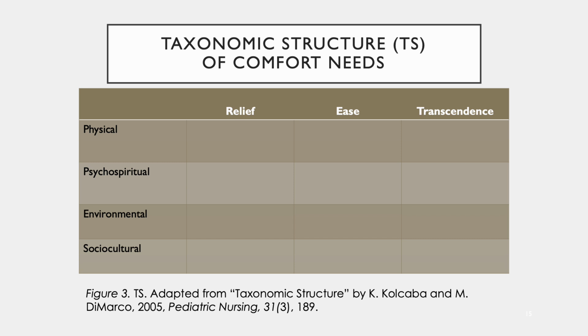On this slide is the most structured component of Kolcaba's theory of comfort. It's what she calls the taxonomic structure, or TS. And this framework is created by juxtaposing the 2 core dimensions we just discussed of her theory. So the 3 states of comfort, relief, ease, and transcendence, will be the columns on the top, and the 4 holistic contexts of experience, including physical, psychospiritual, environmental, and sociocultural, would be the rows.